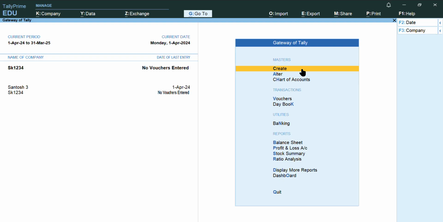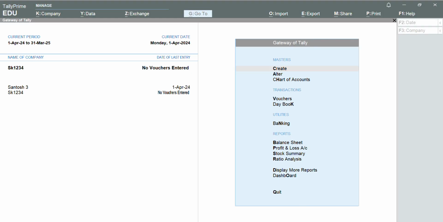Now, after creating the company, next step is to create the masters. So in Gateway of Tally, which is the primary screen for any company, under masters we can create, alter, or chart of accounts. Three options we have. So we are to create the accounts here. So let us see the question.